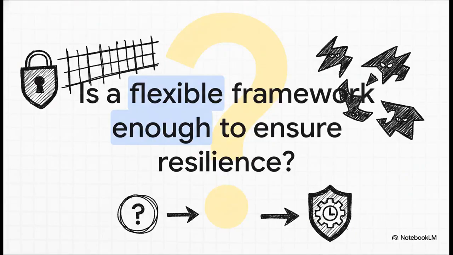So, I'll leave you with this question to chew on. The CSF 2.0 is built to be flexible and adaptable. But as cyber threats get smarter and faster, is a voluntary, flexible framework really enough? Or will we eventually need more strict, mandated rules to make sure we're all resilient enough to handle what's coming? That's a huge question for the future of how we govern cybersecurity.